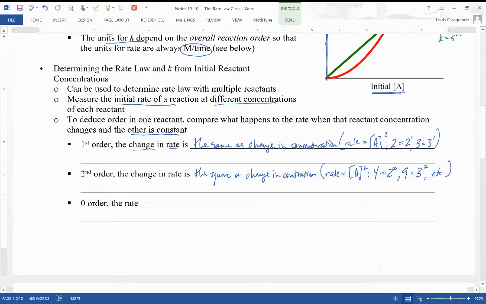So whatever you do to the concentration, you're going to see that squared coming up in the rate law, in the determination. And finally, if we have a zero order reaction, then the rate does not change as the concentration changes.